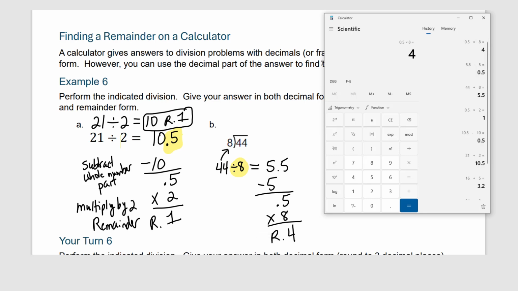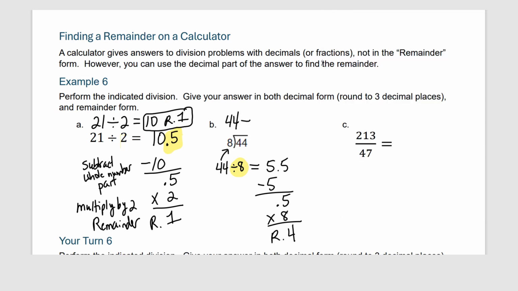So instead of saying 44 divided by 8 is 5.5, we're going to say 44 divided by 8 is 5, the whole number part that we had before, with a remainder of 4. And that makes sense, right? Because what's 8 times 5? 8 times 5 is 40, plus 4 would give you 44.